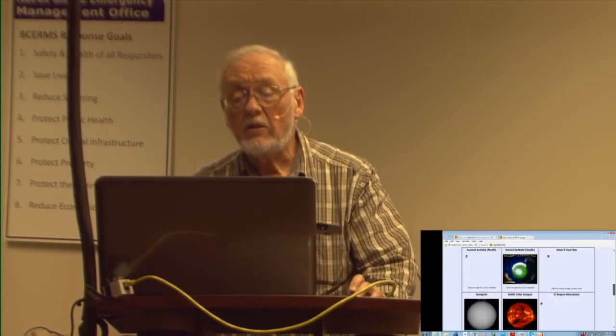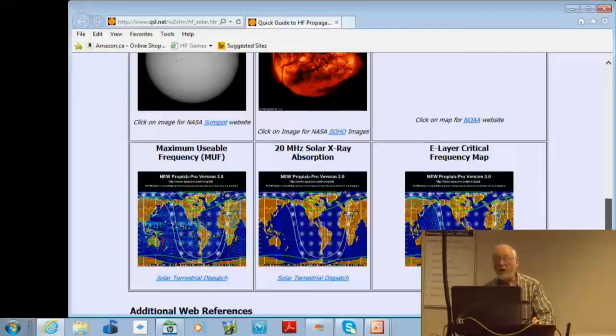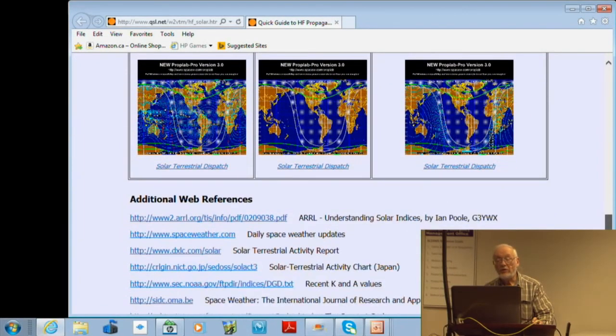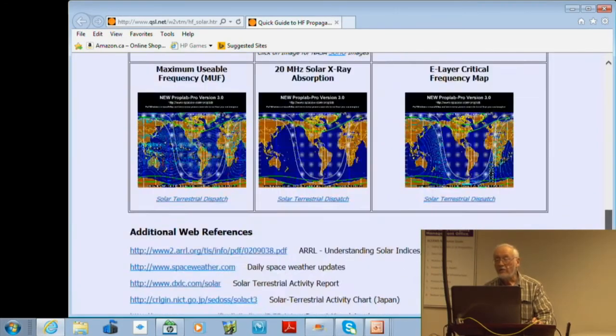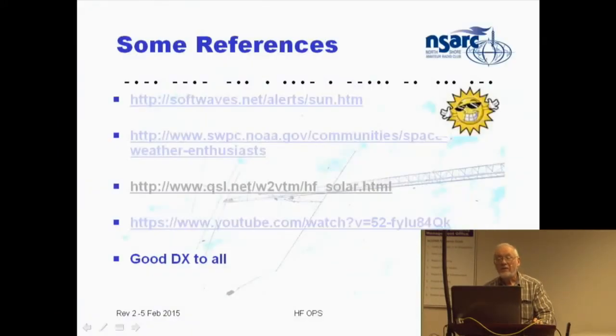It's looking at, there's the South Pole, images of the sun, maximum usable frequencies, X-ray absorption, and so on and so forth. I mean, you can go on. This is endless stuff. The amount of data is overwhelming. It's pretty interesting that there's this much stuff out there.